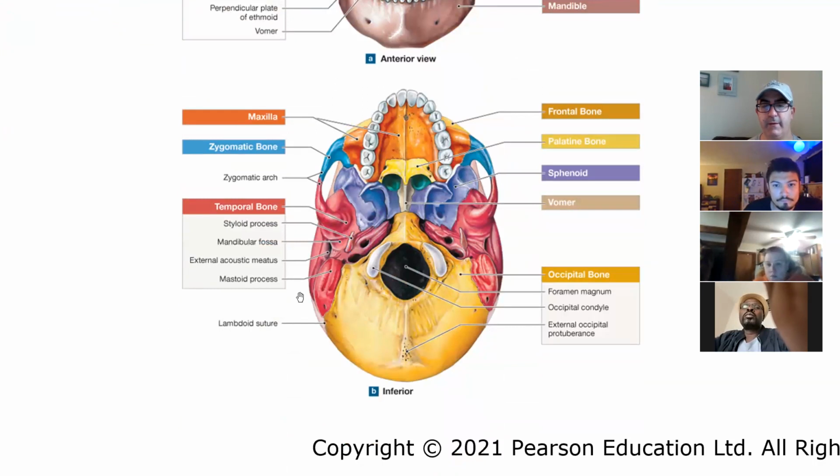You can see it here from the bottom. It's this big yellow bone. It just goes all the way across, kind of like the frontal bone. We don't have a right and a left. So we've got an occipital bone.